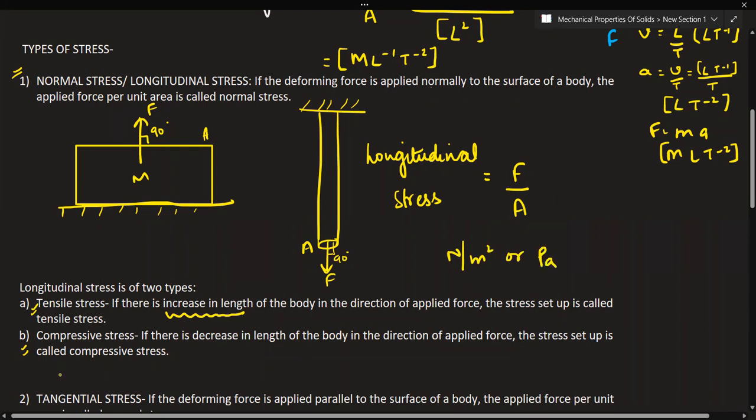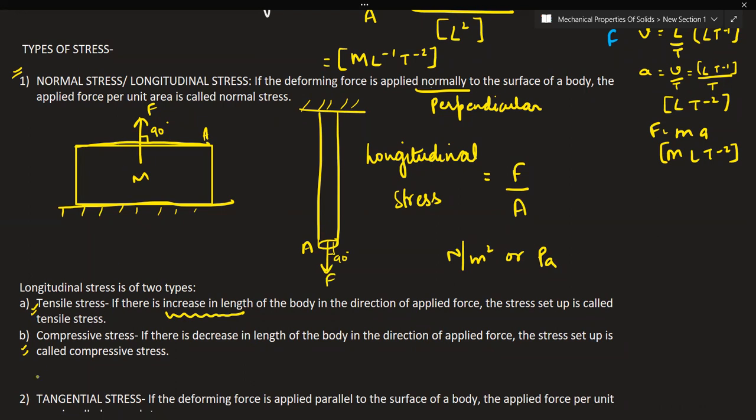Clear? Ma'am, would the force applied be parallel to the mass of the body? No, perpendicular. Normal means perpendicular. It would be perpendicular to the surface of the body. Like this is the upper surface, then the force is making an angle of 90 degrees with this surface.